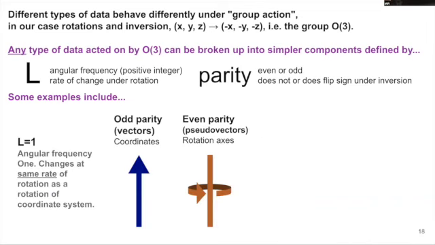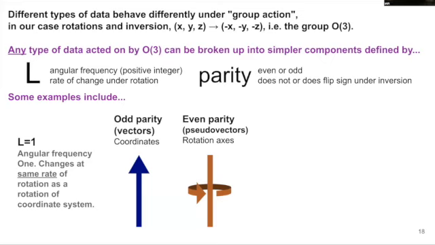Okay, let's go to L equals 1. So these are things that have an angular frequency that matches the rate of rotation. The thing you're probably most familiar with are vectors. Vectors we use to describe points in 3D space or forces. These things just change along with the rotation. And if I invert my coordinate system, they too flip. So x, y, z goes to minus x, minus y, minus z.